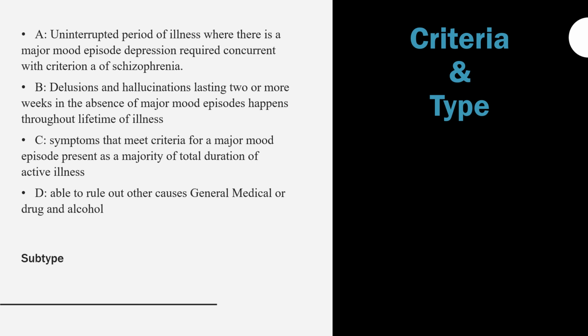Part D, able to rule out other general medical or drug and alcohol. Just like schizophrenia, if you cannot rule out medical, then you don't really have a clear picture for the psychiatric diagnosis. All right, so subtypes. Of course, we've got 2 primary mood disorders. Your subtypes are going to be those. They're either going to have a depressive type or they're going to have bipolar type.